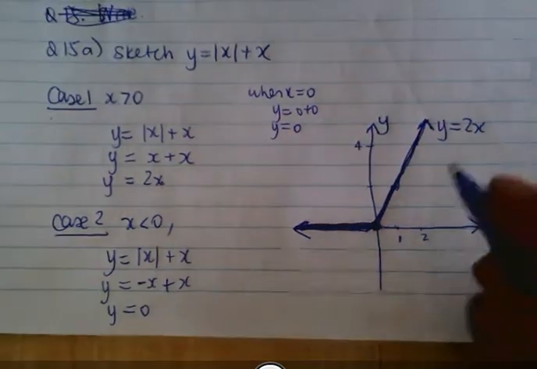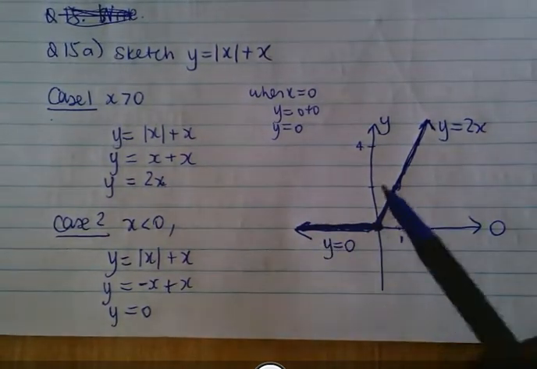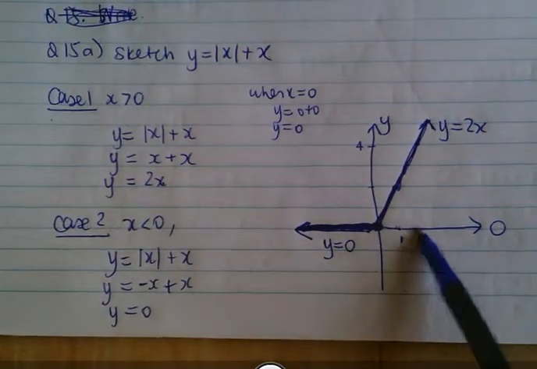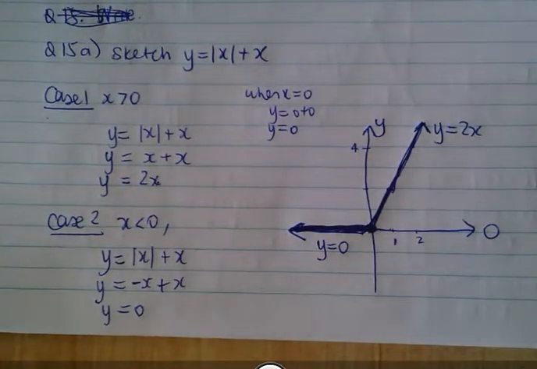Okay, and this is y equals 0, but the equation of the function is only y equals 0 for values of x less than 0. So it's not y equals 0 along here. For values of x greater than 0, it's y equals 2x.